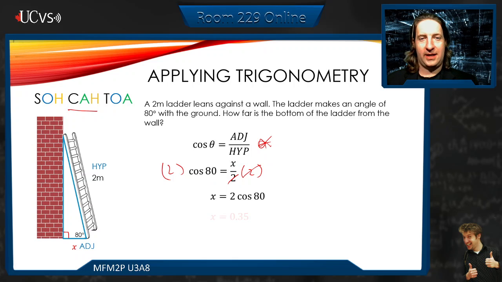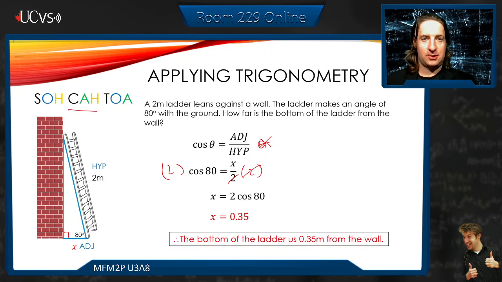And then plugging that into our calculator, we end up with 0.35, which really is 35 centimeters. Does that make sense given our picture here? If we have a 2-meter ladder and I put an angle of 80, does it make sense that the distance there is 35 centimeters? Yeah, that works.